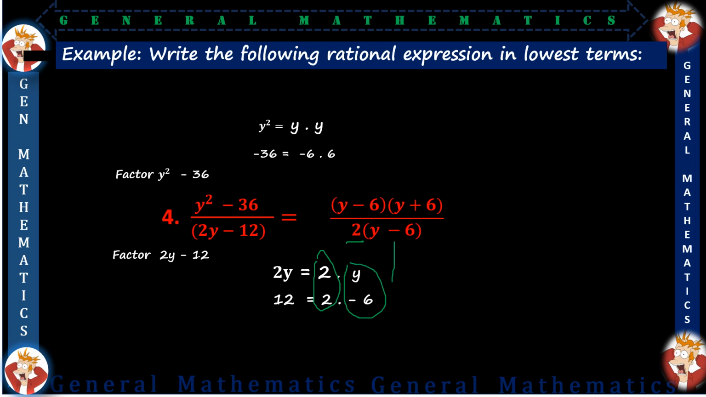Then, examine natin kung meron pong magkatulad sa ating naging output or outcomes doon sa ating pong factor. Kung titingnan po natin, meron silang common. And ang common po nila ay ang y minus 6. Cancelled out po natin yan. At yung natira, yun lamang po ang ating magiging final answer.